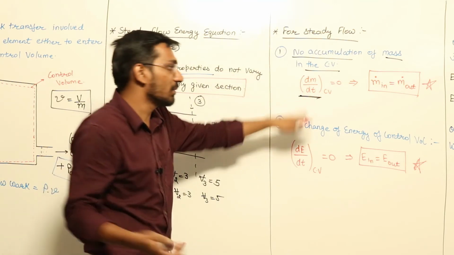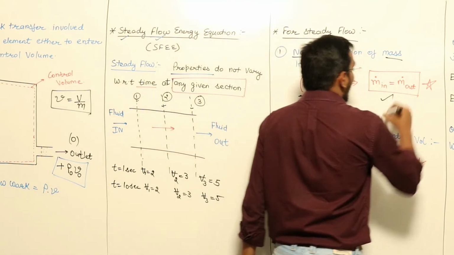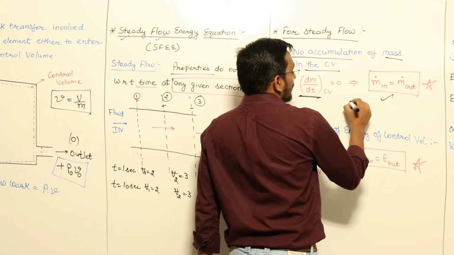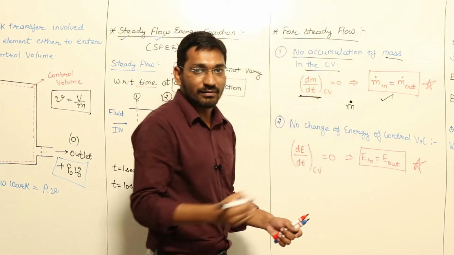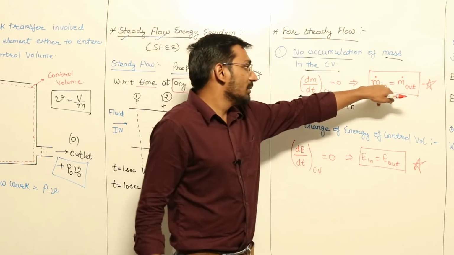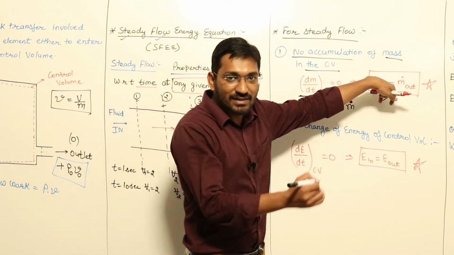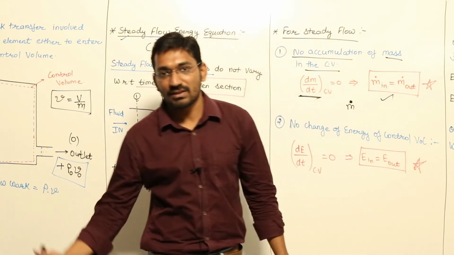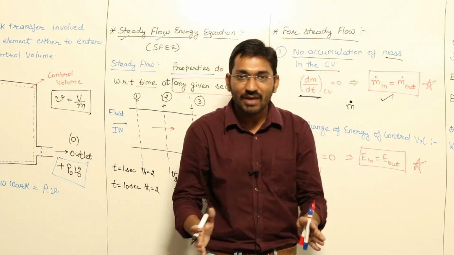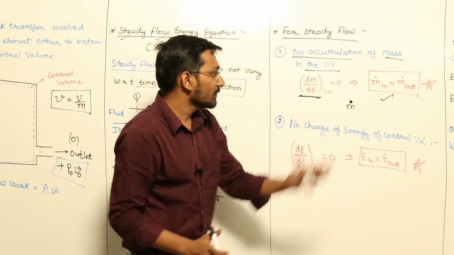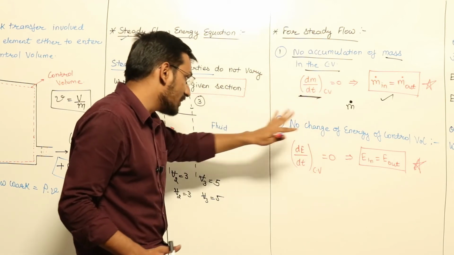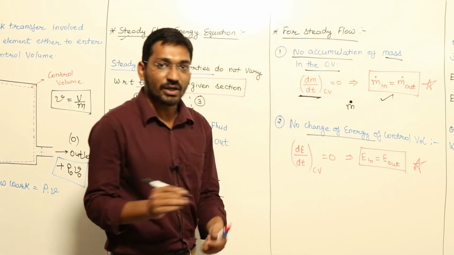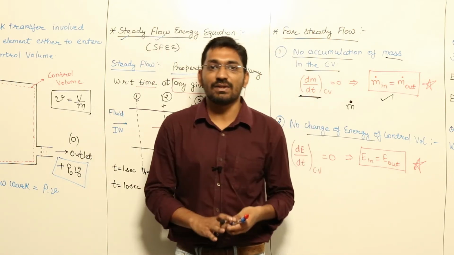So for steady flow, the first condition is there should not be any change of mass in the control volume with respect to time, which means the mass flow rate m dot, this dot means rate with respect to time. The mass flow rate which comes inside the system must be equal to the mass flow rate which goes out of the system, so that the net mass of the control volume will not change. This is the first equation. The second equation would be, there should not be any change of energy of the control volume. No energy can change, right?